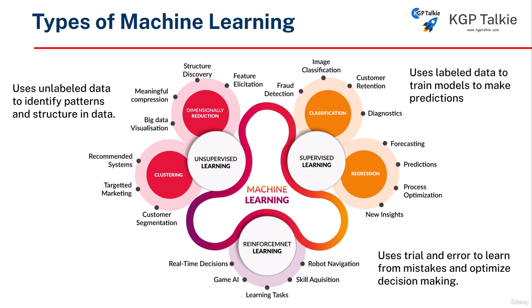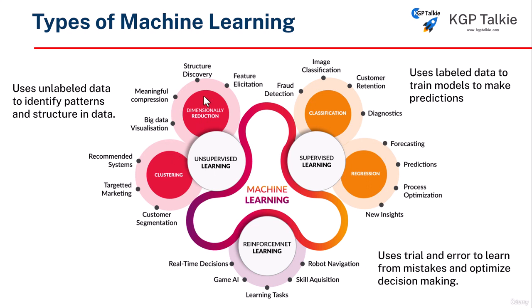Alright, let's go ahead and see the types of machine learning. We have three major types of machine learning: unsupervised learning, supervised learning, and reinforcement learning. There is a fourth type of machine learning, which is called semi-supervised learning, so you can say that it falls somewhere here. In unsupervised learning, you have your data, but you do not have any target labels.